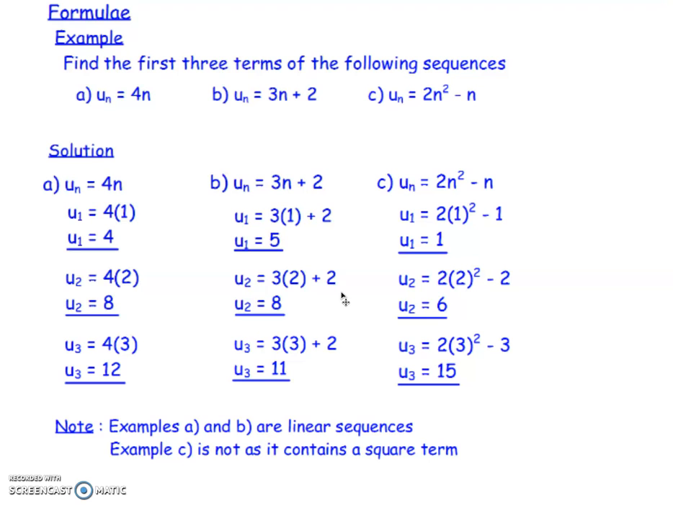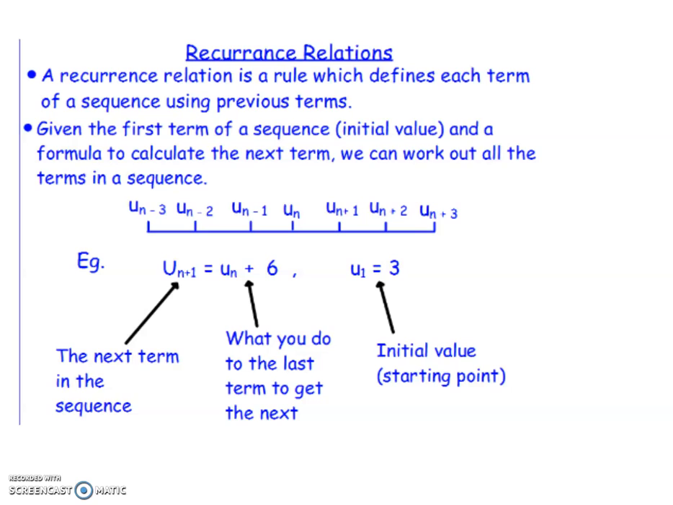Okay, so let's look at recurrence relation type examples now. A recurrence relation is a rule which defines each term of a sequence using the previous terms. So in these examples, you're always going to be using your last value. Whatever value you had previously is important to your next value. Given the first term of a sequence, which is the initial value you've been given, and the formula to calculate the next term, we can work out all the terms in a sequence.